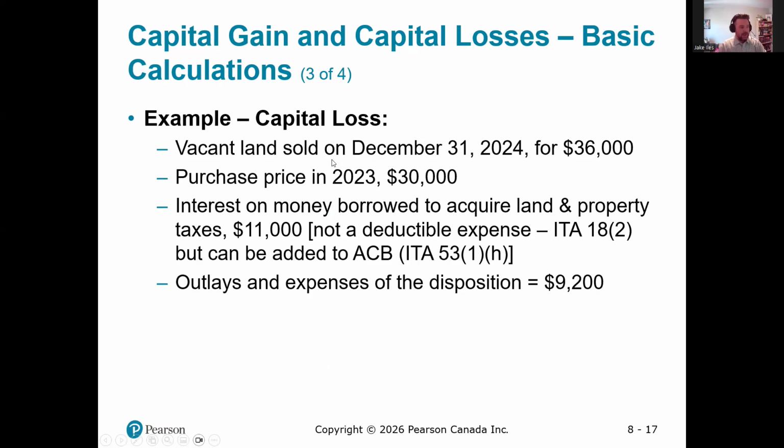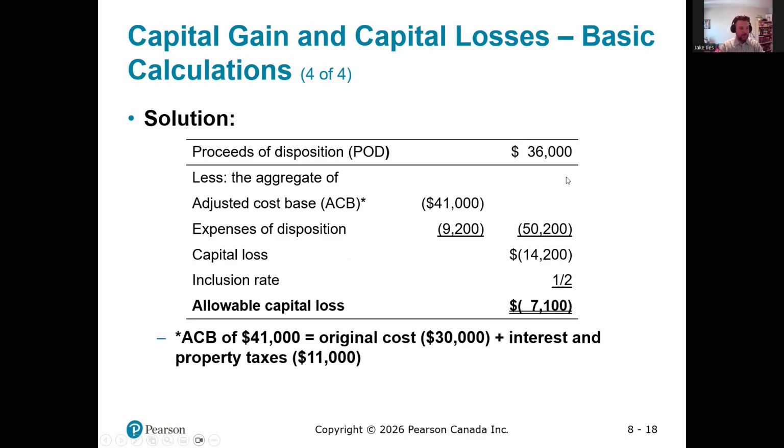If we did this the other way, our ACB, our adjusted cost base, is still going to be 41,000, but we sold it for 36,000. So we sold it for less, and we still have our outlays and expenses of another 9,200. So 36,000 minus our 50,200, that gives us a negative number. We have a capital loss. Our inclusion rate's 50%, which brings us to our allowable capital loss. That's going to be 7,100.